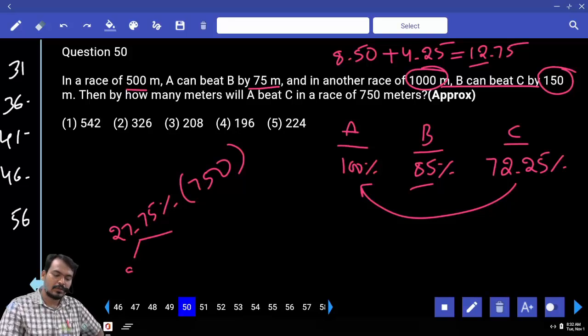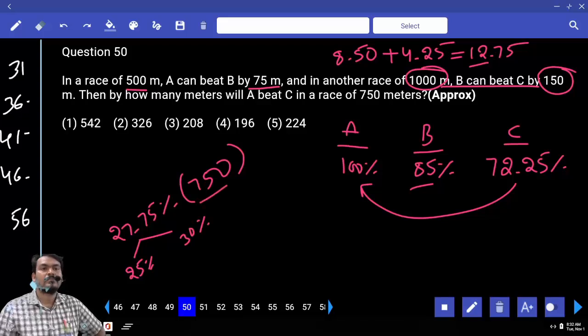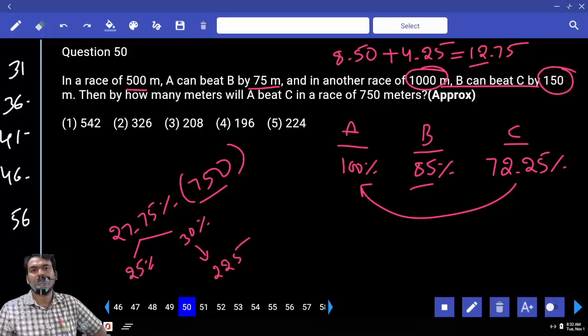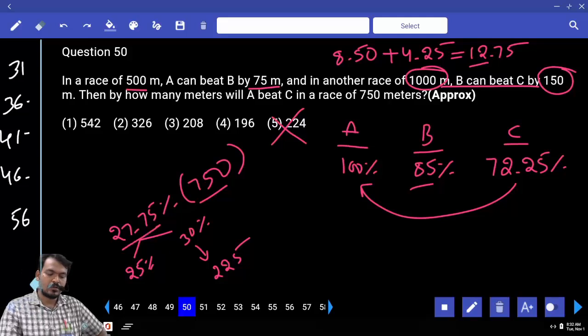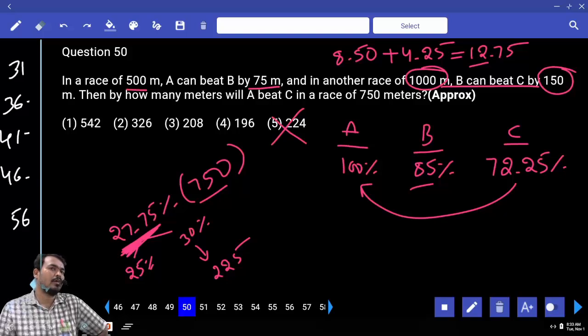27.75%. It is more than 25% but less than 30% or not? Okay. What is the 10%? 75. 30%? 225 or not? Then answer must be less than 225. Means fifth option possible? No. Because we required which one? 27.75 or not? Means it must be less than 224 or more than 224? Less than 224. Which one?